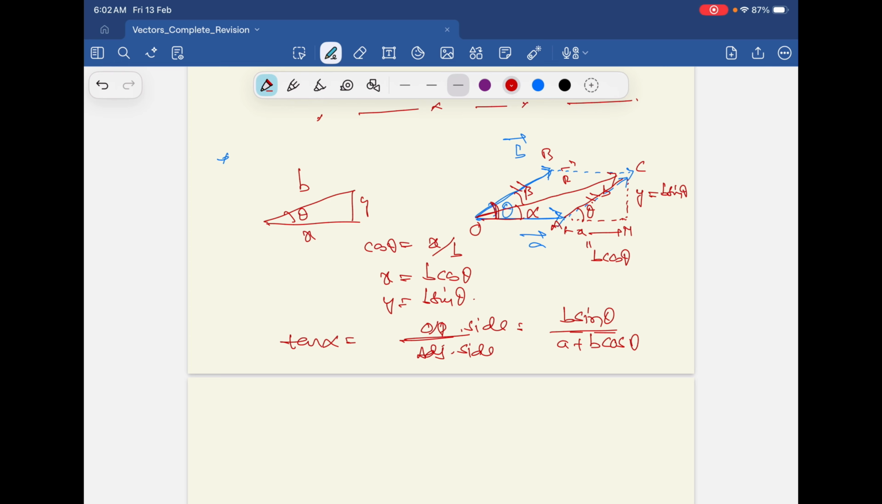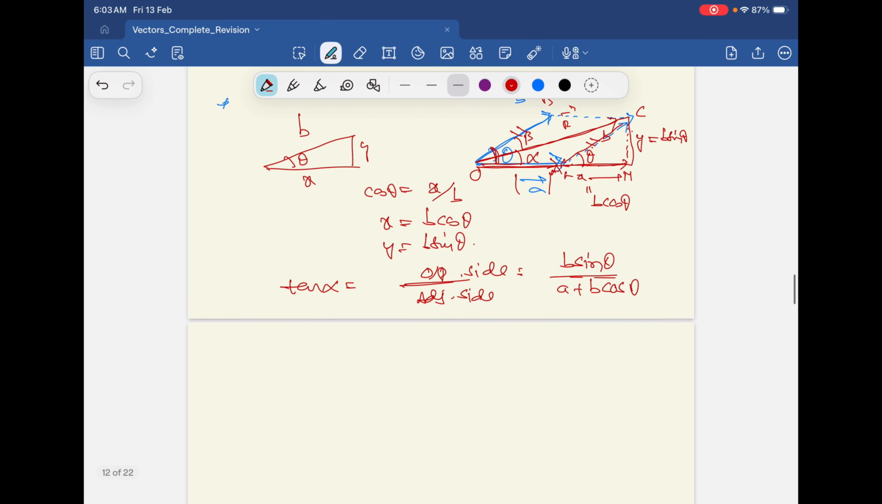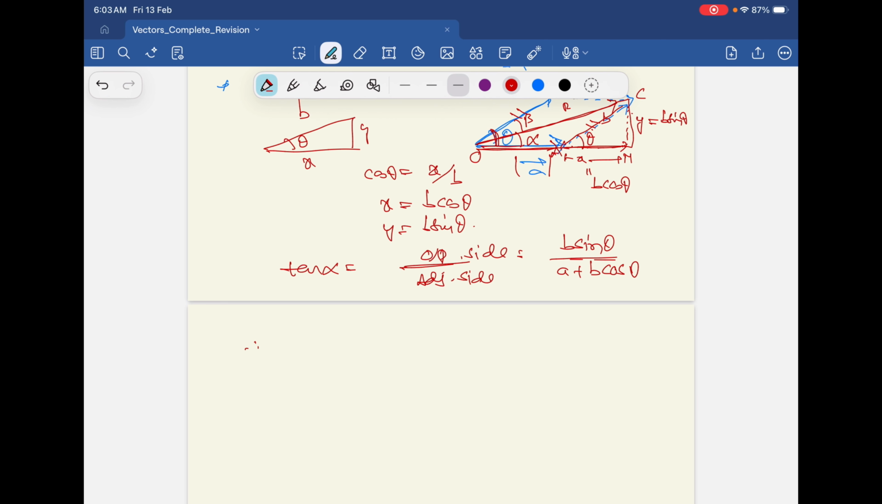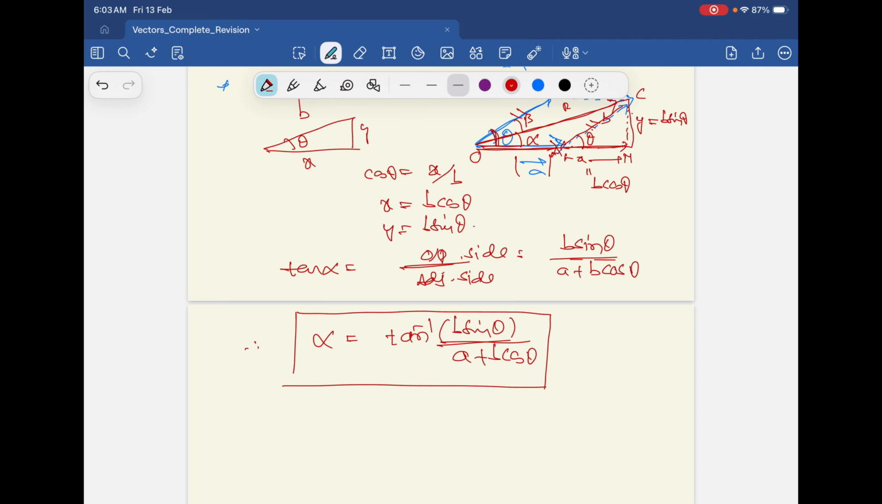OM. In this triangle, opposite side is b sin theta. Adjacent side is this vector a, plus this value b cos theta. This vector's magnitude is mod a. So a plus b cos theta. So we have seen tan alpha is equal to b sin theta by a plus b cos theta. So you can write alpha as tan inverse of b sin theta by a plus b cos theta. Students, this is the angle made by the resultant vector with any one vector.